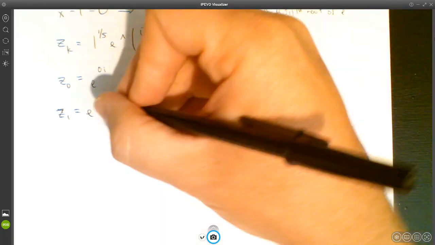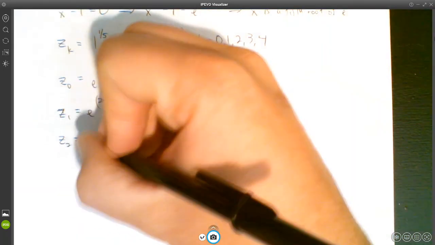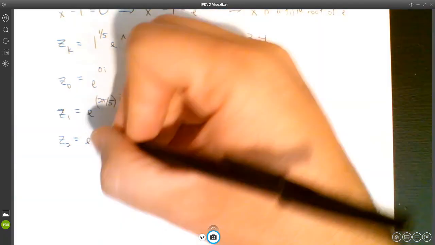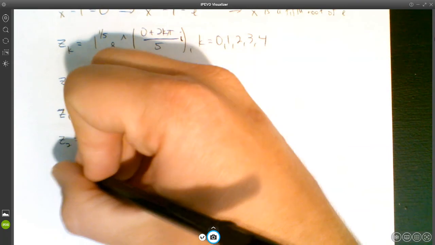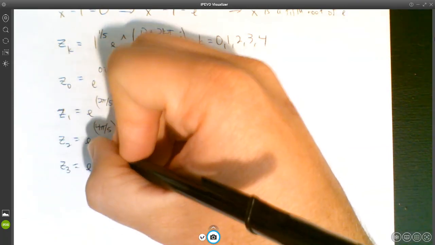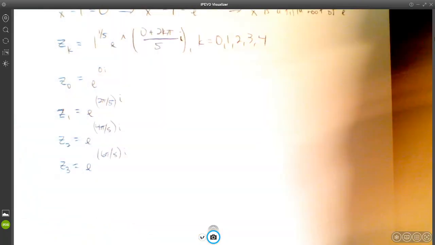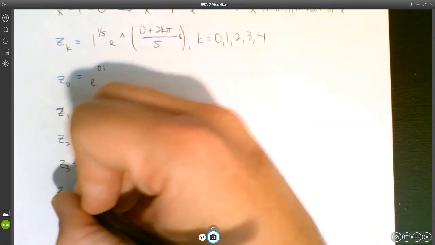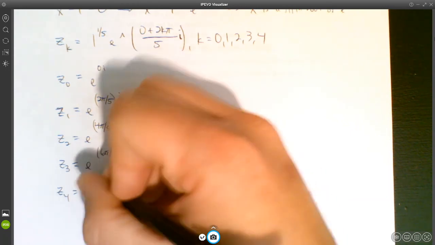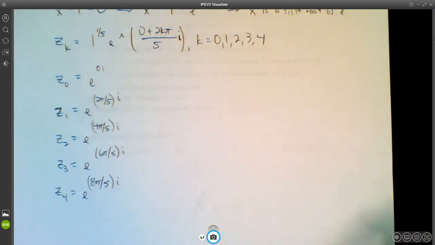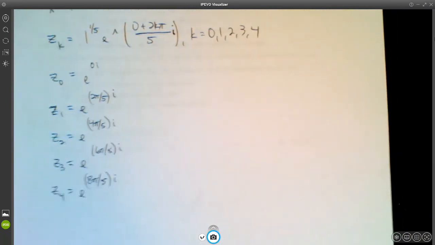z1 is going to be e to the, if I plug in 1, I get 2 pi over 5 times i. If I plug in 2, you get e to the 4 pi over 5 i. If I plug in 3, I'm going to get e to the 6 pi over 5 i. And if I plug in 4, I'm going to get e to the 8 pi over 5 i. Okay, so those are my zeros.